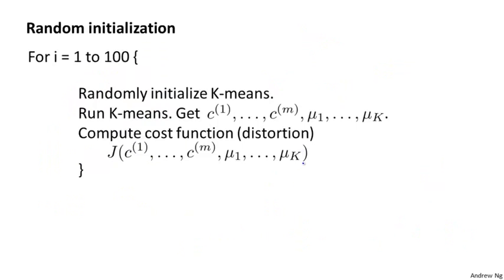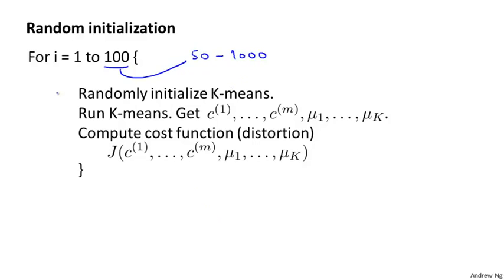Concretely, here's how you could go about doing that. Let's say I decide to run k-means 100 times. So I'm going to execute this loop 100 times. And a fairly typical number of times to run k-means would be something from 50 up to maybe 1,000. But let's say you decide to run k-means 100 times.